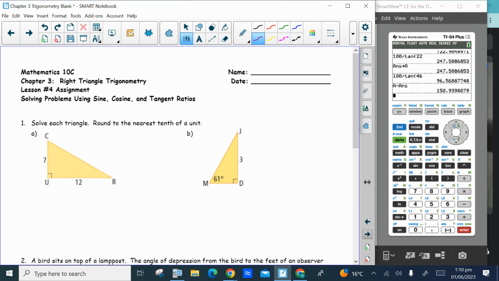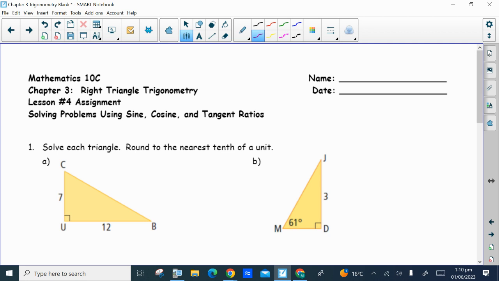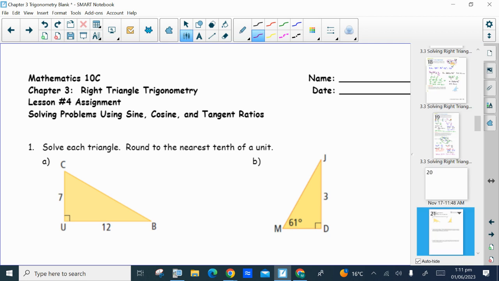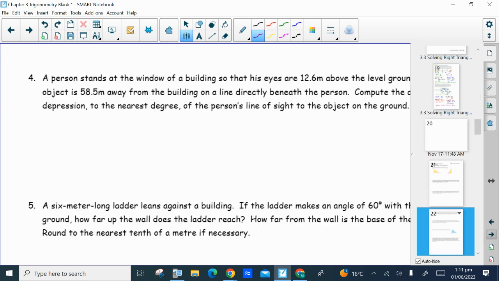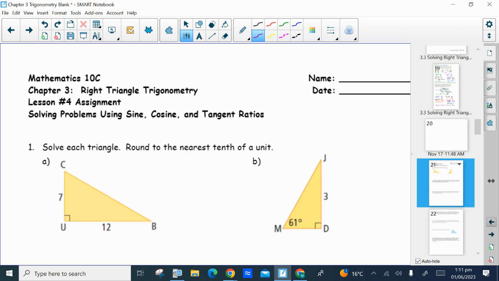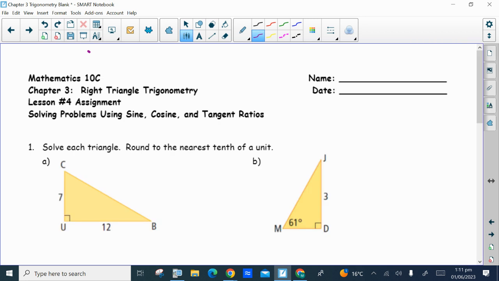So, on page 21 and 22, there's an assignment for you to work on. I will post this solution to Google Classroom so you can check your answers, but I would encourage you to do it and check your answers.